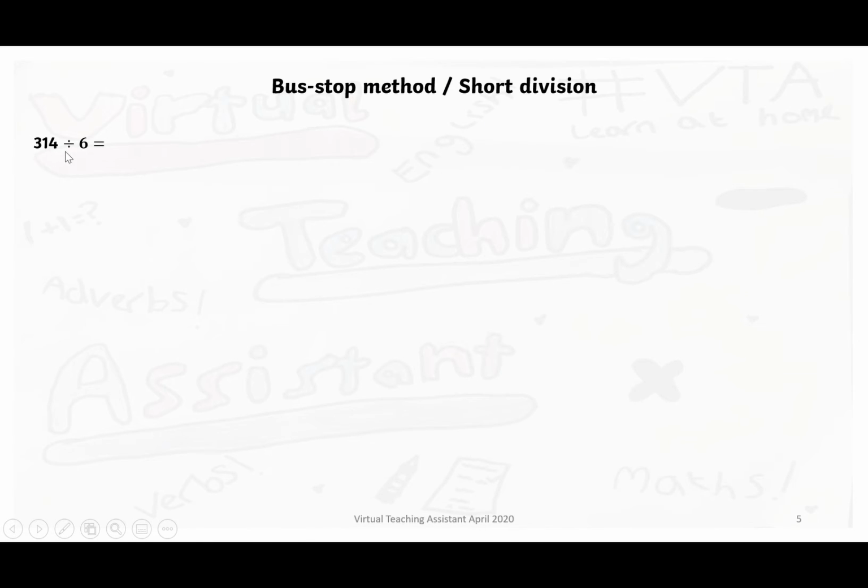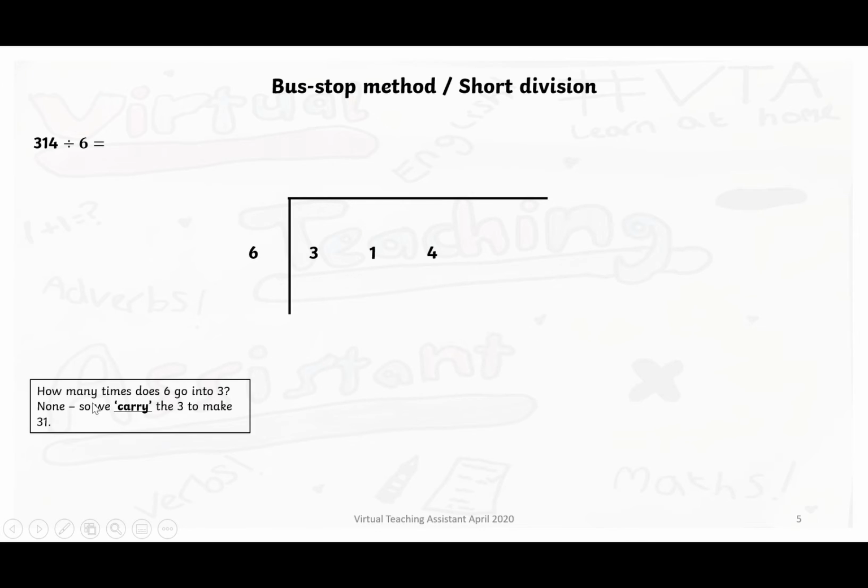Okay, 314 divided by 6. This is how I set it out. I put my 6 over here, 314 here. Looks like a bit of a wonky bus stop, hence the name. So how many times does 6 go into 3? None. So what I need to do is carry my 3 over here.